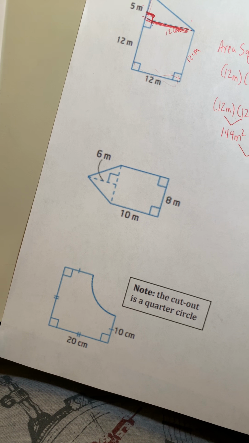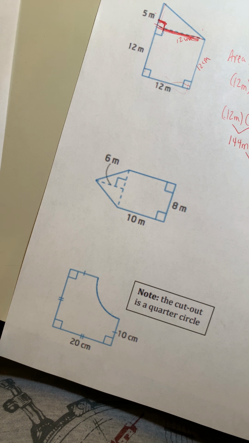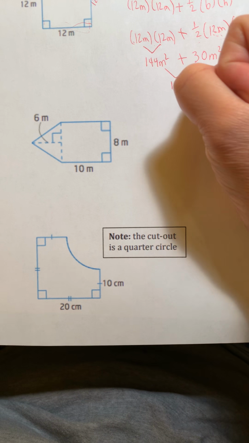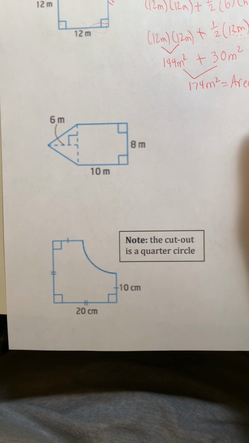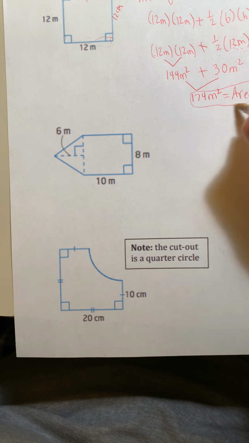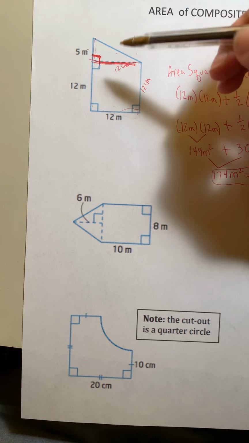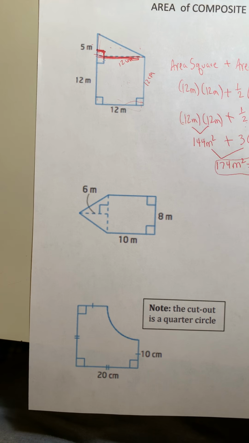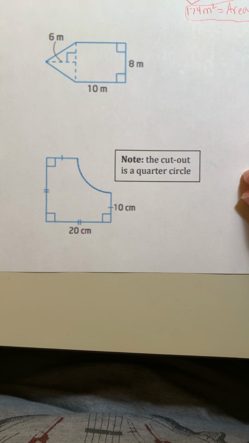So 144 plus 30, that should give me 174 meters squared. 174 meters squared is my area of the total figure. So all we're doing is we're breaking up the shape into 2 pieces, the square and a triangle, and then finding the area of each one and then adding them together. So we got 2 more to do real quick. Let's look at this one.